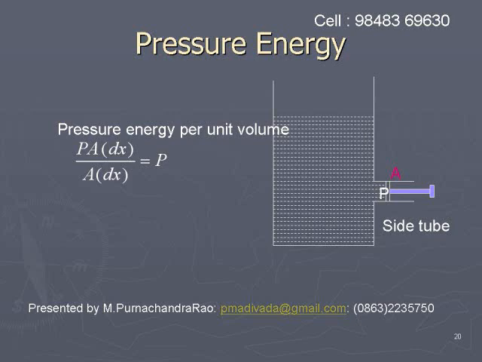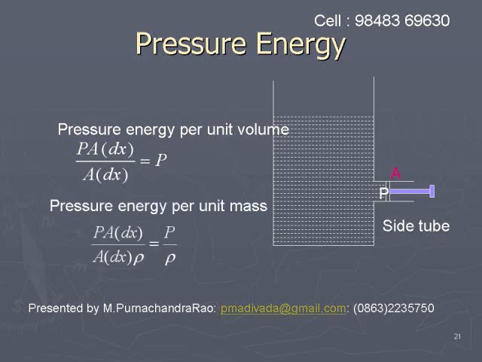Pressure energy is PA dx, and the mass of the liquid pushed inside is A dx rho. Hence, pressure energy by mass is PA dx by A dx rho, which is equal to P by rho. Hence, P by rho is understood as the pressure energy per unit mass. So, pressure energy is equal to PA dx. Pressure energy per unit volume is P. Pressure energy per unit mass is P by rho.